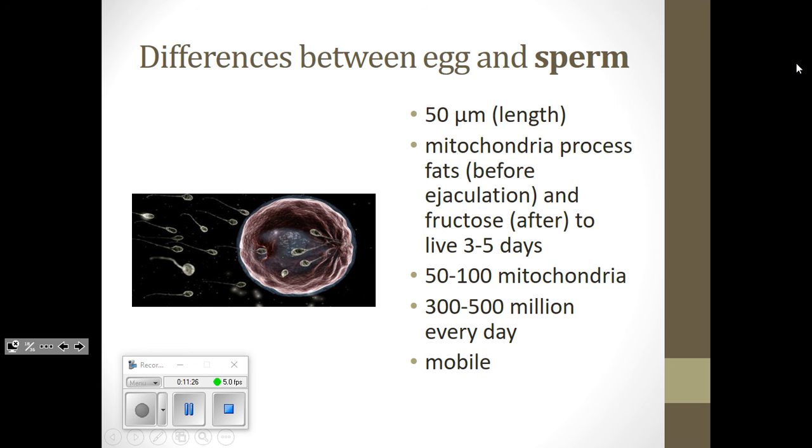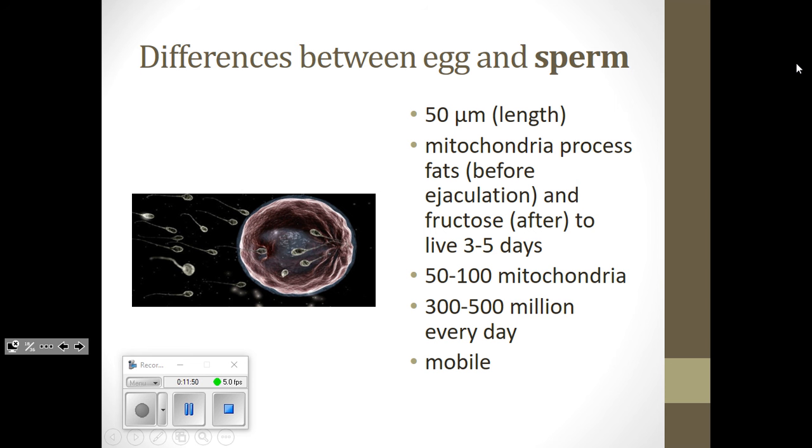Sperm, like we already knew, have mitochondria to process fats before ejaculation and fructose after ejaculation to live 3 to 5 days. It's a pretty long time. Now that doesn't mean they're all going to live that long. It means that they could. They're equipped to live that long. So they're equipped with all those mitochondria.